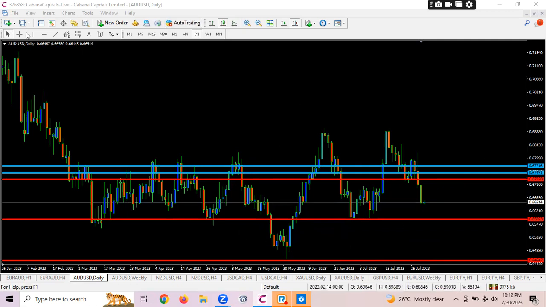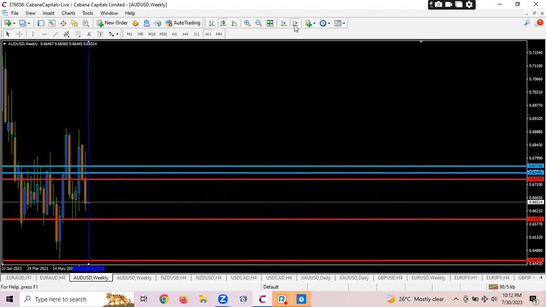Okay, so what are we looking at? My expectation on Australian dollar USD this week is bullish. I'm looking for buy setups on Australian dollar USD. Let's start with the weekly time frame.